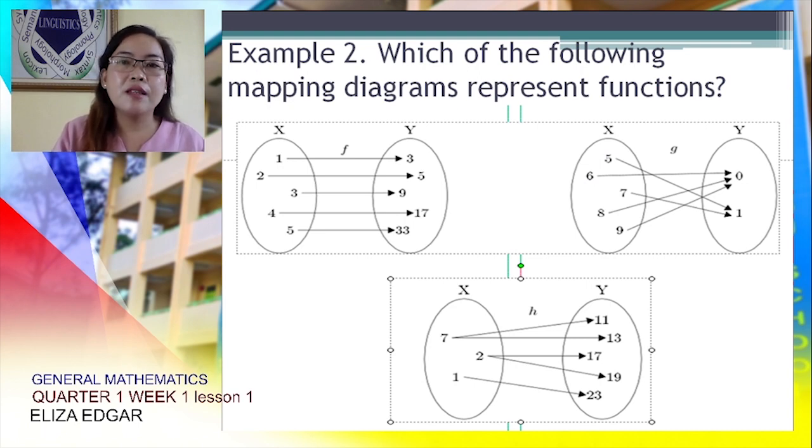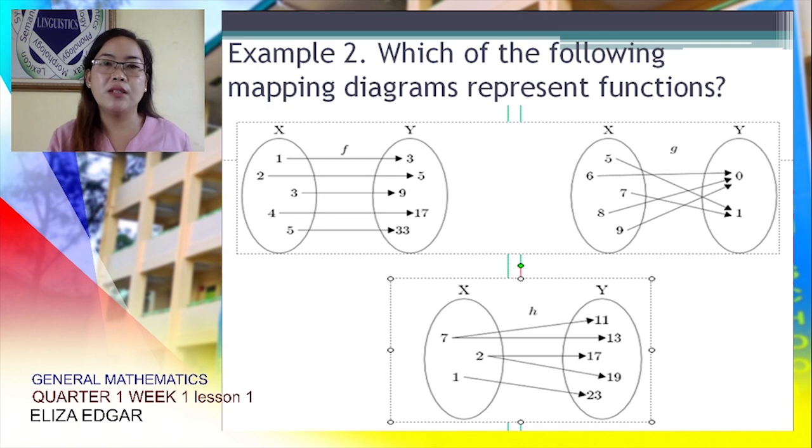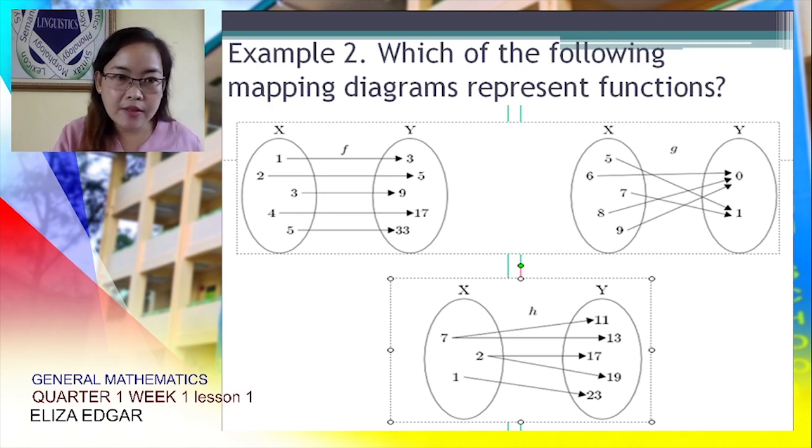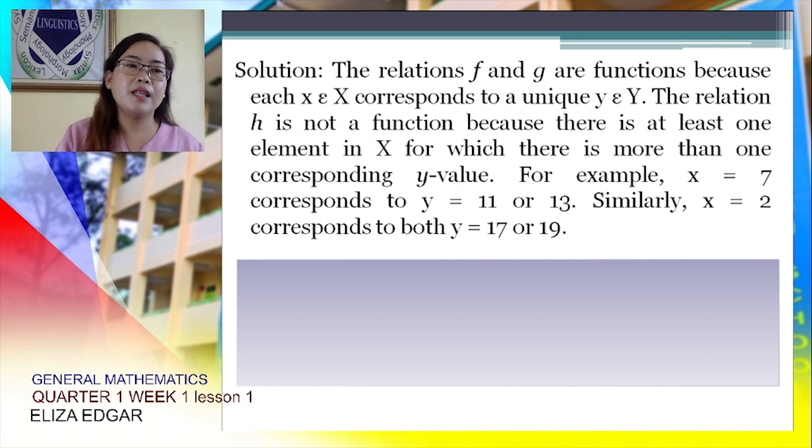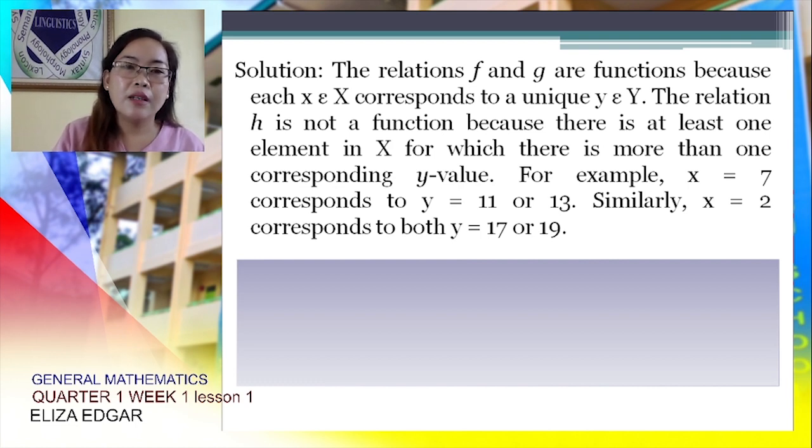Another representation of a function is using a mapping diagram. Which of the following mapping diagrams represents a function? We have f, g, and h. The relations f and g are functions because each x, an element of the domain, corresponds to a unique y, which is the element of the range.